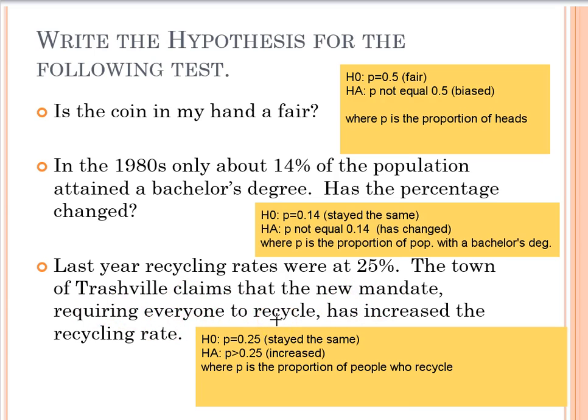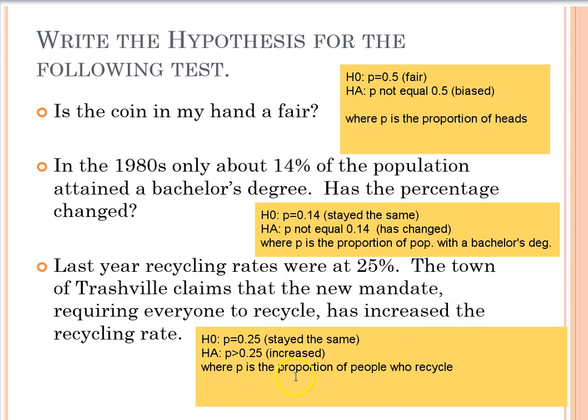The last question then focuses on recycling rates, and a town passes a new mandate requiring everyone to recycle. And so they want to test to see if the recycling rate actually increased because of the mandate. So we're going to assume that it stayed the same as the hypothesized value of 0.25, and that's going to be our null hypothesis. And then we're going to go out and collect a sample and test to see if that sample is significantly greater than 25%. And then we'll have evidence in favor of the alternative, where the alternative indicates direction here because this problem states specifically that we want to see an increase in the recycling rate.